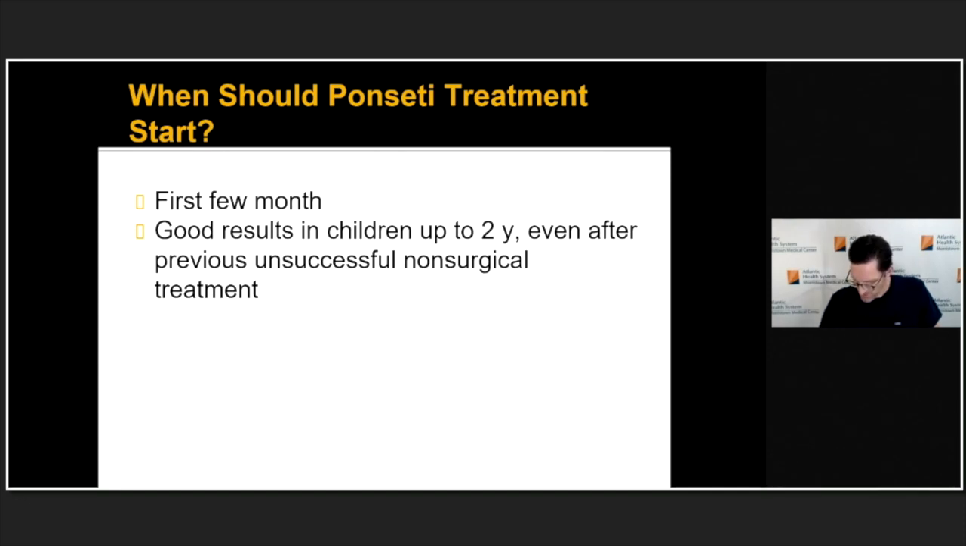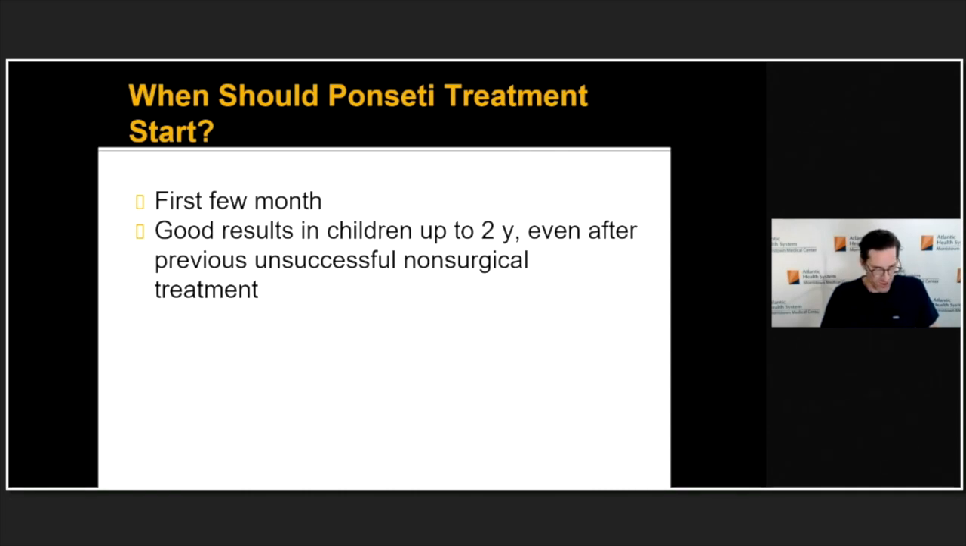How about when should we start the Ponseti treatment? When should we start casting? Ponseti showed, and multiple investigators have showed, that you have a couple of months. Certainly, we don't wait a few months. We start as soon as the patient presents. You don't have to start in the newborn nursery. I think what's more important is educating the family and having them buy into the prolonged treatment duration.